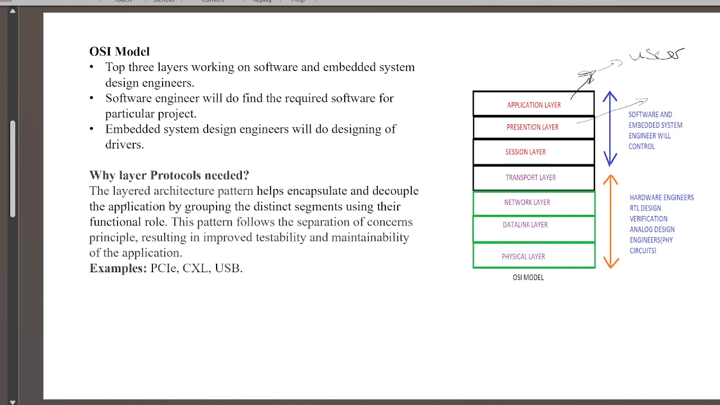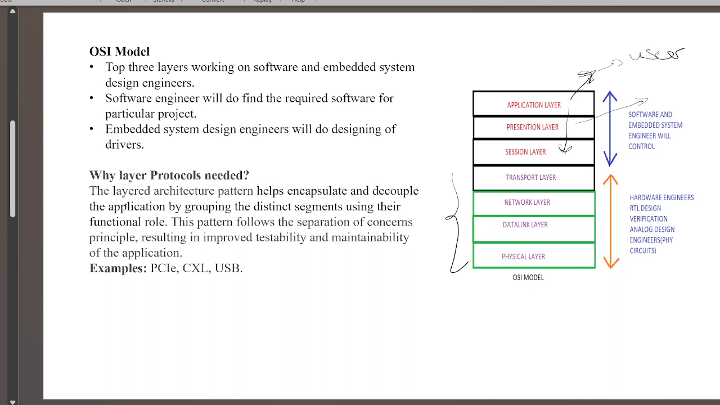The remaining four layers are designed by hardware engineers. From the top layers, you get data from the software side. The remaining 4 layers will be controlled by hardware engineers. These 4 layers are designed by hardware VLSI engineers. So this is the overall picture of how the OSI model is helpful, and how layer formation is helpful in protocols. This is just a brief overview.